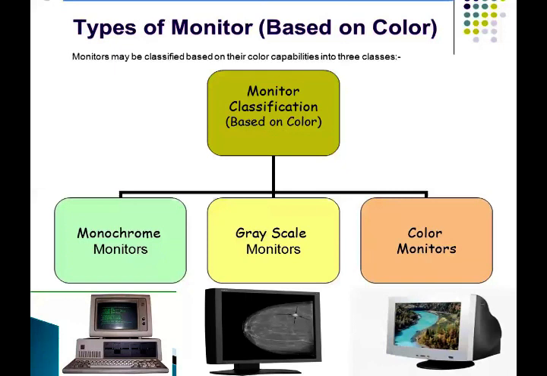Types of monitor on the basis of size. The screen size is measured by the distance from one corner of the display to the opposite corner diagonally. These are the following types: small monitor, full page monitor, portrait monitor, and landscape monitor.